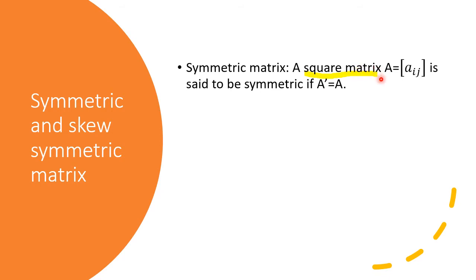So a square matrix A equals Aij is said to be symmetric if A transpose is equal to A. कब हम इसको सिमेट्रिक मैट्रिक्स बोलेंगे? अब अगर ट्रांसपोज उसका सेम मिल रहा है आपको, A transpose is equal to A.